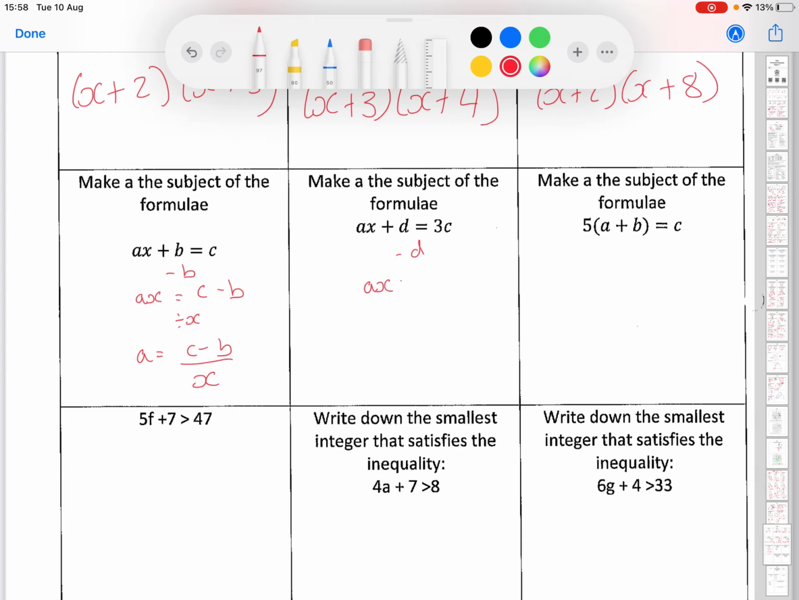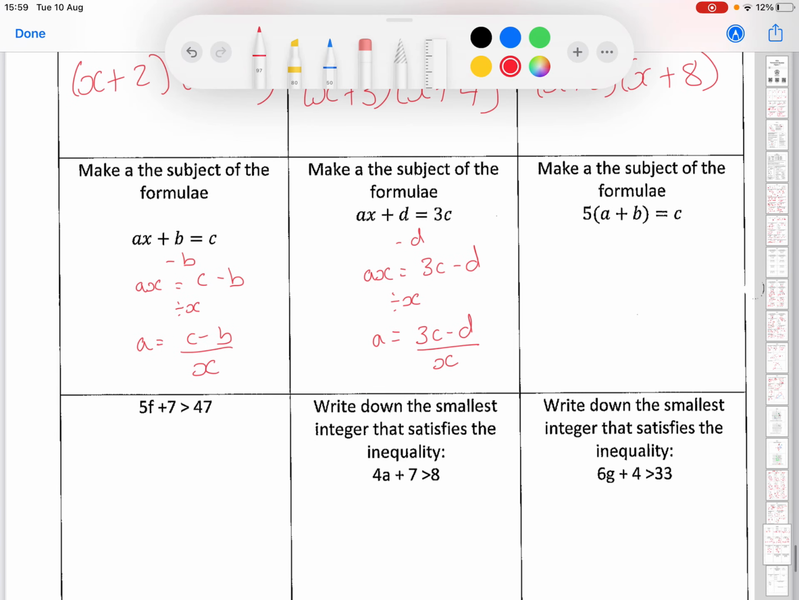Make a the subject of ax plus d equals 3c, very similar to the last one. I'm going to get rid of the d first, so I've got ax equals 3c minus the d. So the opposite of plus d is to take away, so that's why I'm taking it away. Then we want to get rid of the x, we divide by the x to get rid of it, because the opposite of times is to divide. So we've got a equals 3c minus d, over x.